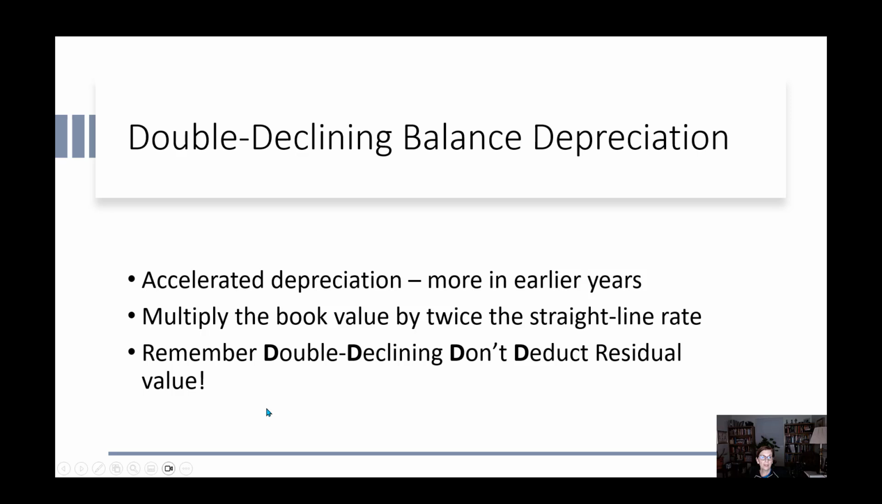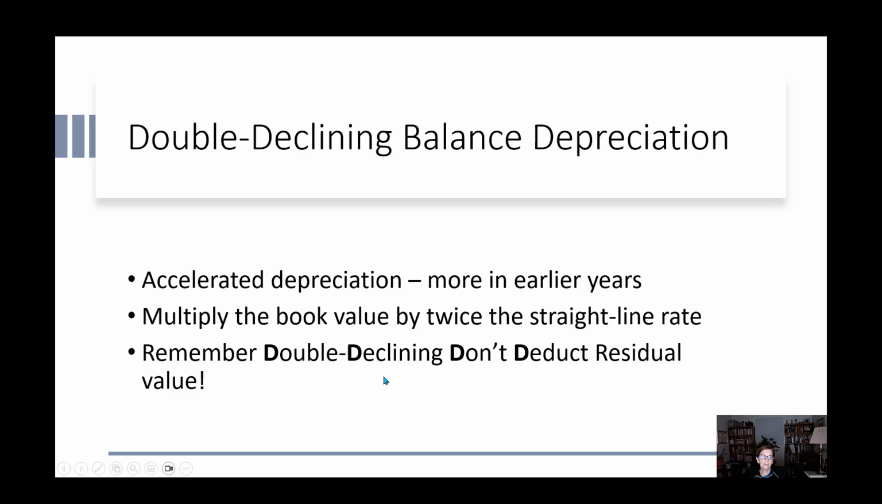The third method we're going to look at is double declining balance depreciation, which I mentioned was accelerated. You take more in the earlier years and less in the later years. And in the US, our tax depreciation is also an accelerated method. So the way you do double declining balance depreciation is you multiply the book value at the beginning of the year by twice the straight line rate. So if you had an asset that, say, had a 10-year life, you would depreciate 1/10 a year by straight line, or 10%. Multiply that 10% by 2, and you would depreciate 20% a year.